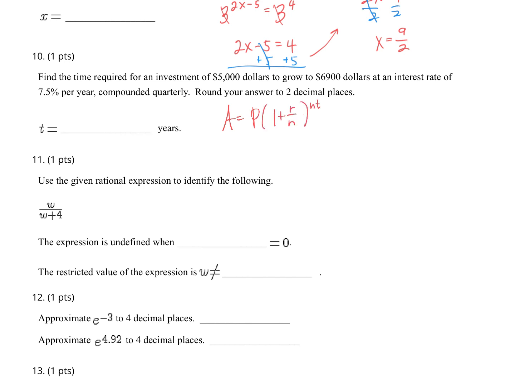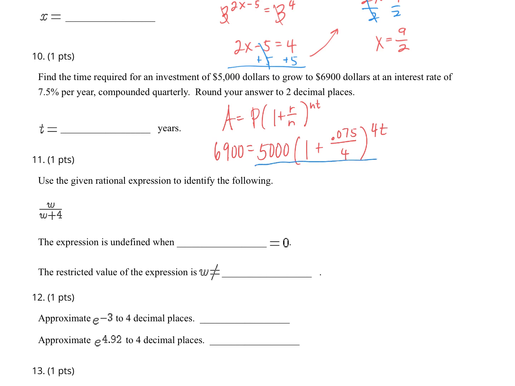Okay, so here is our formula. So our new amount we want to be $6,900. Our original amount was $5,000. Our interest rate is 7.5%. So as a decimal, it's 0.075. It's compounded quarterly. That's 4 times a year. And we want to know the time. So N is 4, T we don't know.